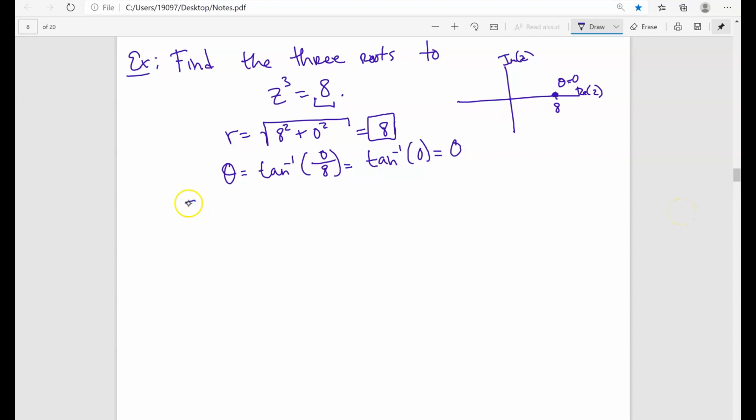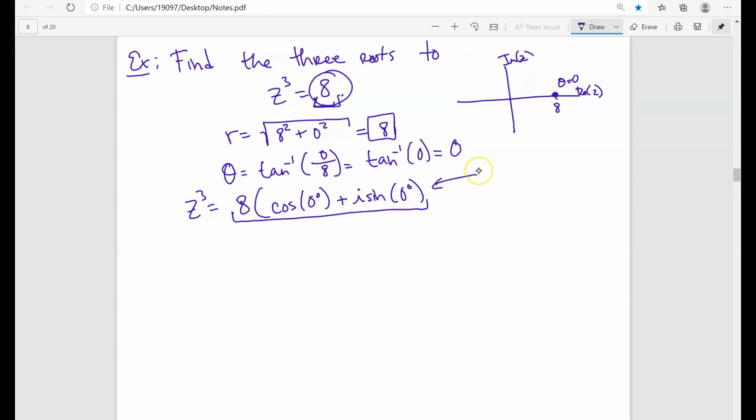So we know that z cubed, in this case, is going to be equal to the r, which is going to be 8. And then we're going to have the cosine of 0 degrees plus I sine of 0 degrees. Let's just write it in degrees, just for the sake of it. Okay, so this is basically the polar form of this guy. So I just replace this guy with the polar form.